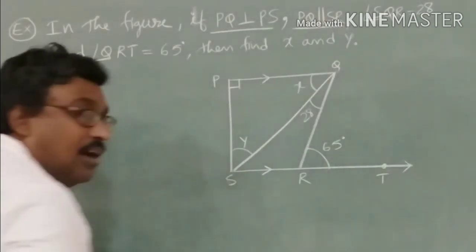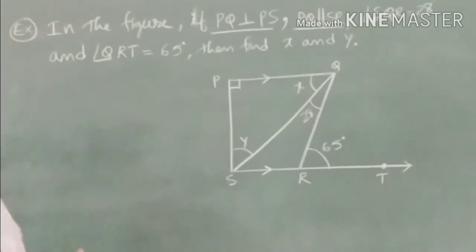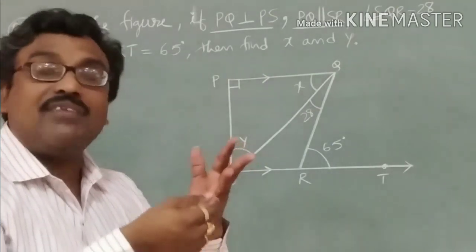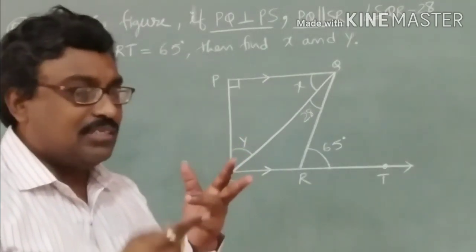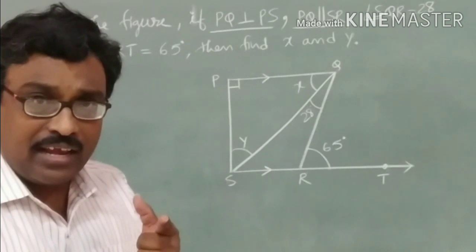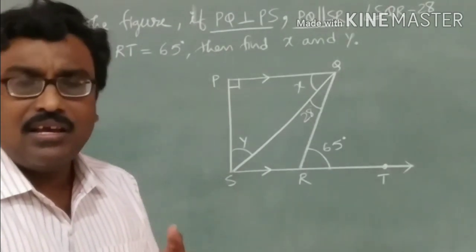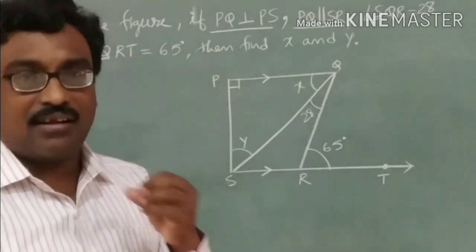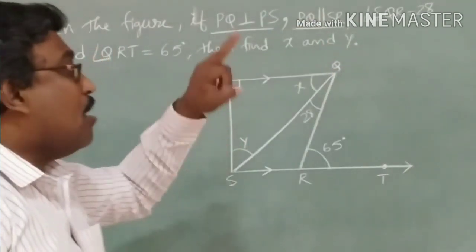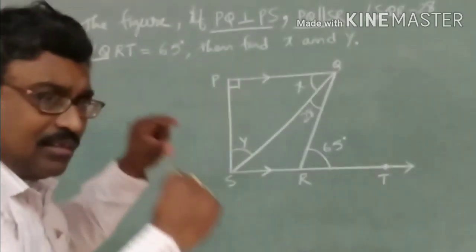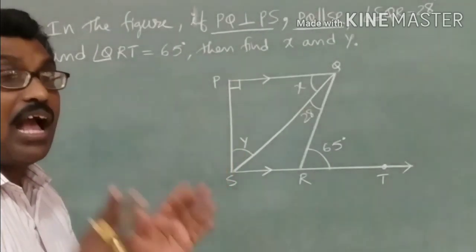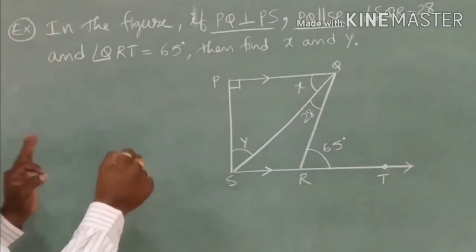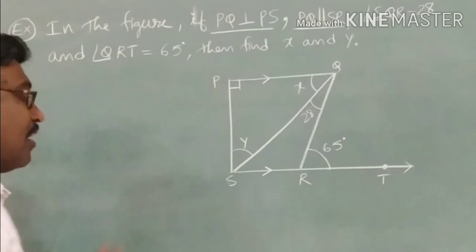PQ parallel to SR. Why have I chosen that parallel only? If two lines are parallel, then we know the angles: either we can find vertically opposite angles, alternate angles, corresponding angles, or co-interior angles. Many angles are there, and we can investigate them. So that's why I am selecting this. I am not considering all, only PQ and SR.